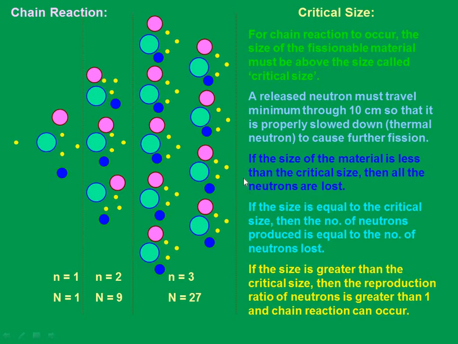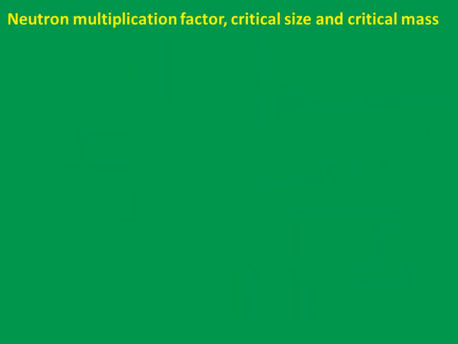What happens if the size is not proper enough? They won't participate in the reaction, so neutrons are being wasted. If the size is equal to the critical size, then the number of neutrons produced is equal to the number of neutrons lost. If the size is greater than the critical size, then the reproduction ratio of the neutrons is greater than 1 and a chain reaction can occur. So the minimum optimum size is what we call the critical size, and the respective mass we call the critical mass. Now let us understand in detail based on the neutron multiplication factor.